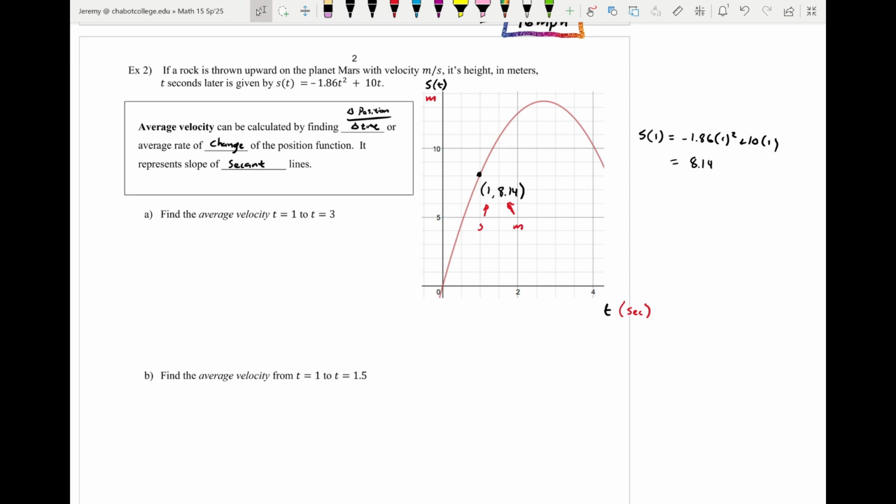One more ordered pair I'm going to look at for right now is when t equals 3. When t equals 3, you can plug into the function. What is s of 3? Plug 3 in for t here. You can do that on your calculator. I did that and I got 13.26.